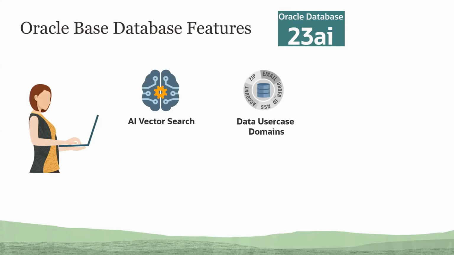With data use case domains, developers can declare the intended usage of the data in a column in a centralized manner. For example, you can declare a column to hold a particular data value or item. Think of an email, a URL, a password, or even a currency value. Applications can now use these data use case domains to automatically generate code or even verify values.